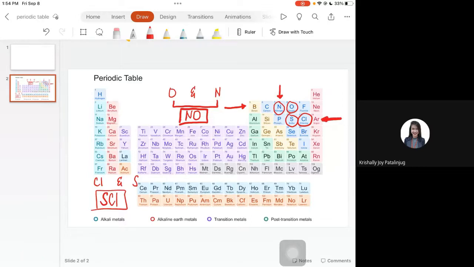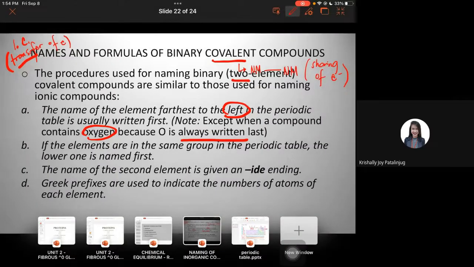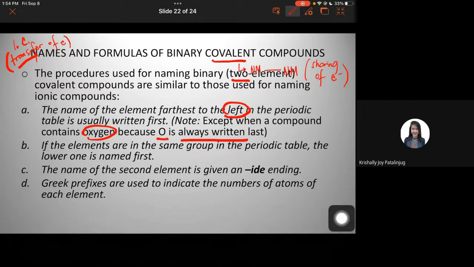For oxygen, in any covalent compound combined with oxygen, oxygen is always written last. That's the exception for oxygen. Next, letter B. If the elements are in the same group in the periodic table, the lower one is named first. When you say same group, we are talking about the vertical grouping, the vertical row.